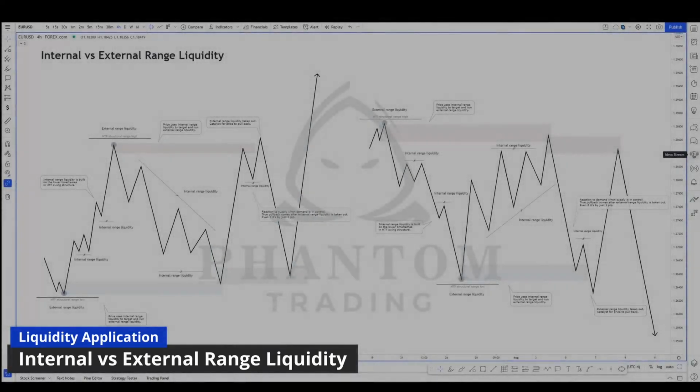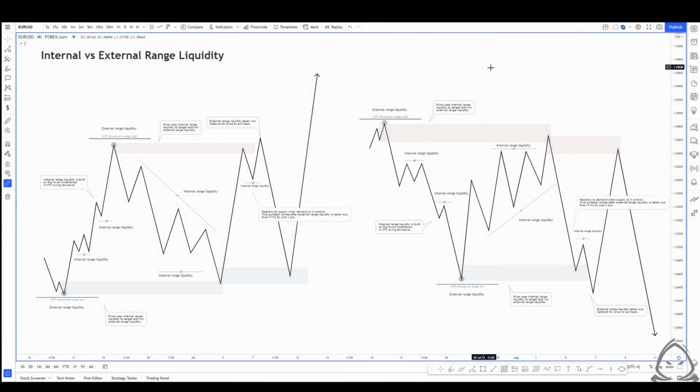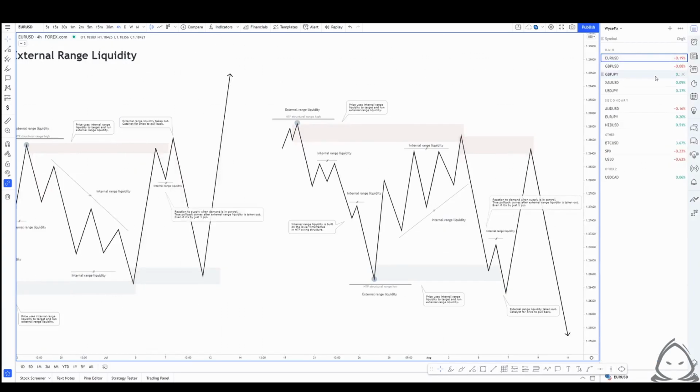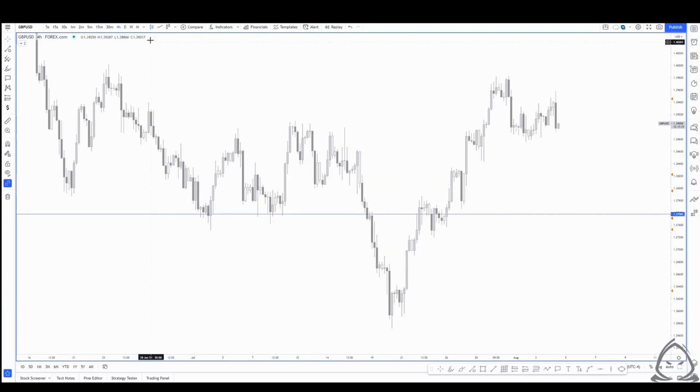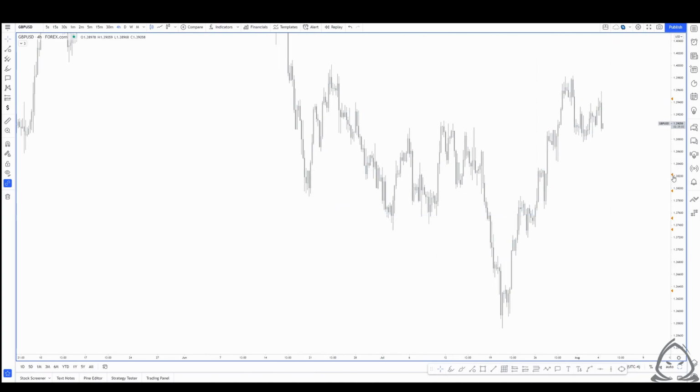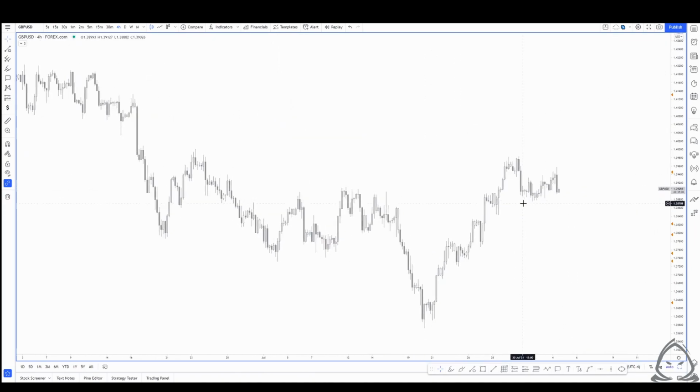Now that we understand the basics of internal versus external range liquidity, let's jump into an example on the charts just to see it in action and to convey it further using price action. What we're actually going to do is move on to pound US dollar just to switch up the pair and continue discussing internal versus external range liquidity.